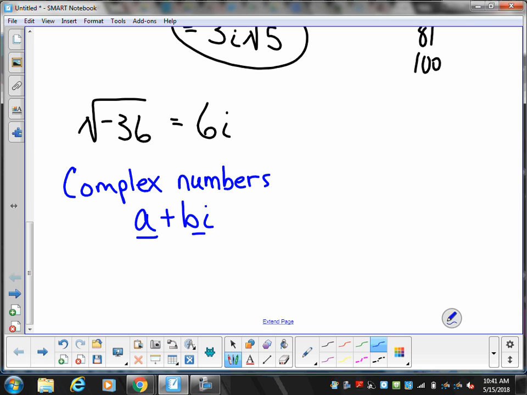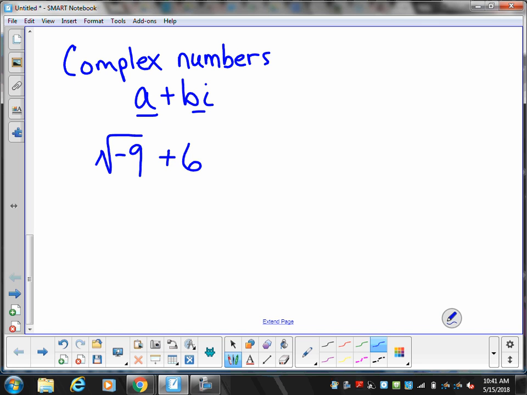If I give you this number here, the square root of negative 9 plus 6. What the question is going to want you to do is write this expression, the square root of negative 9 plus 6, as a complex number, so in this form. Okay, so the directions: write as a complex number.